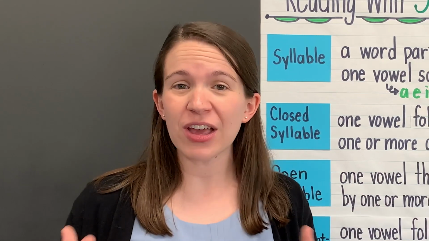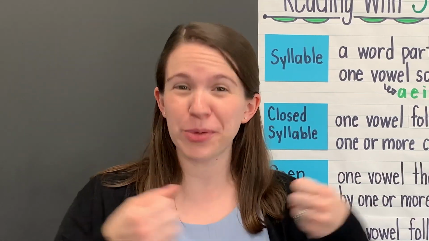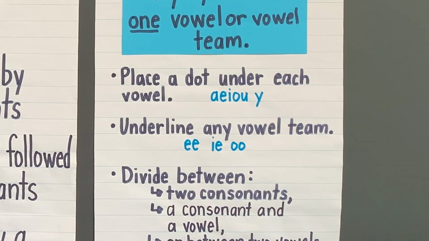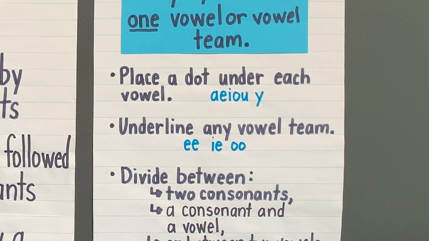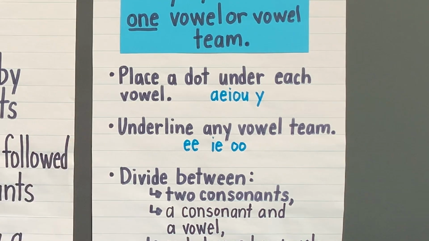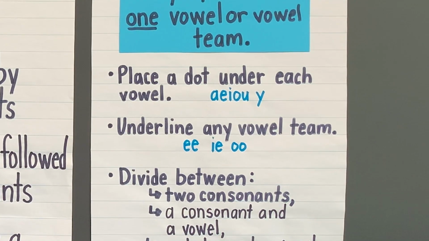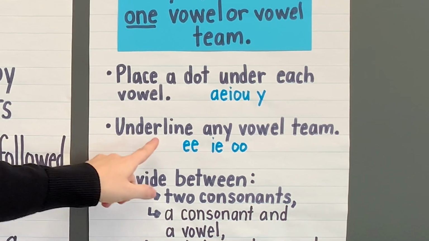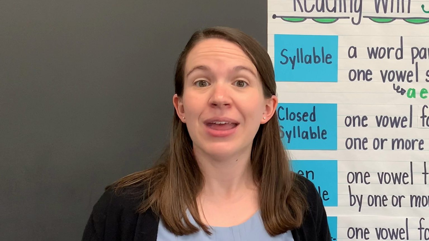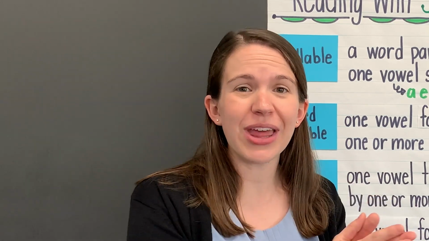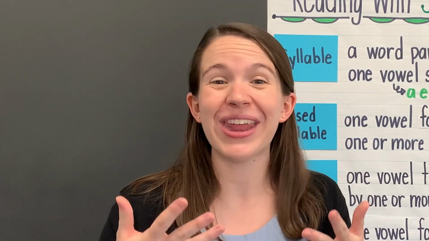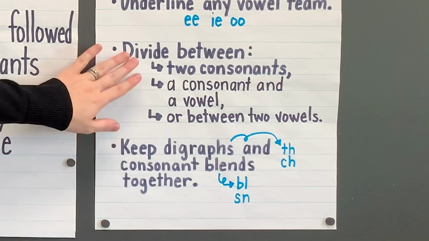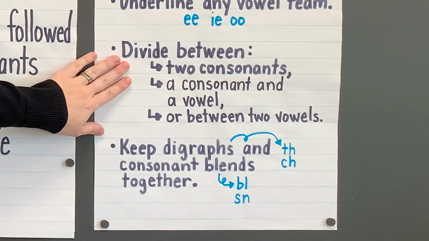We can keep track of the vowel sounds we have in the syllables we're separating by first placing a dot under each vowel. Then we check the vowels that we have to see if any of them are making a vowel team. If they are, and they're working together to make one vowel sound, we underline that vowel team. That way we can check each syllable and make sure that we only have one vowel sound in a syllable. After we do that, we have to decide how to divide the word into syllables.